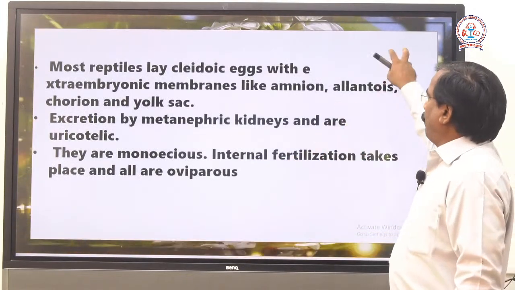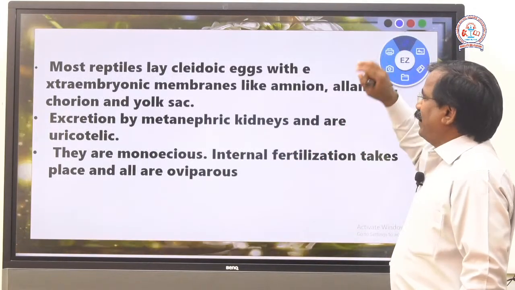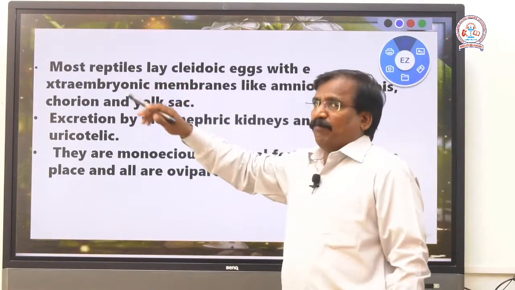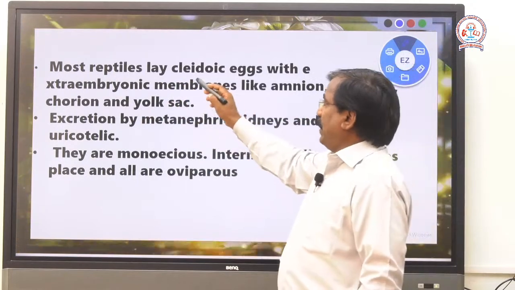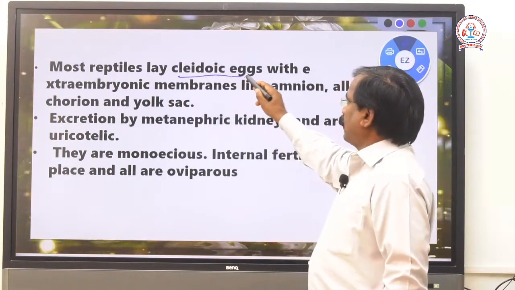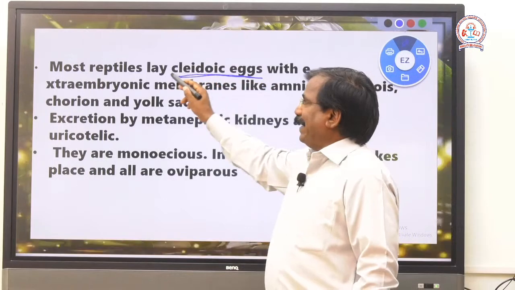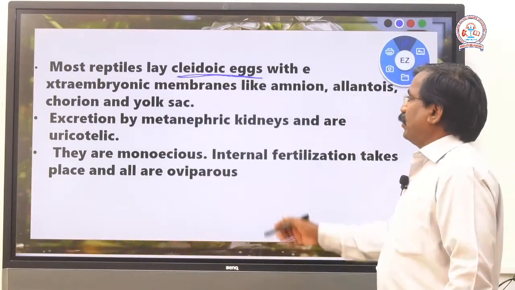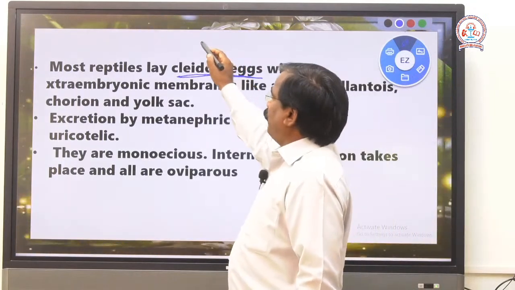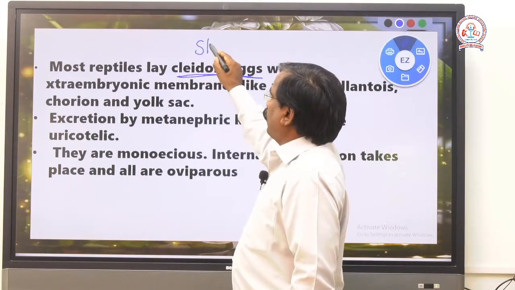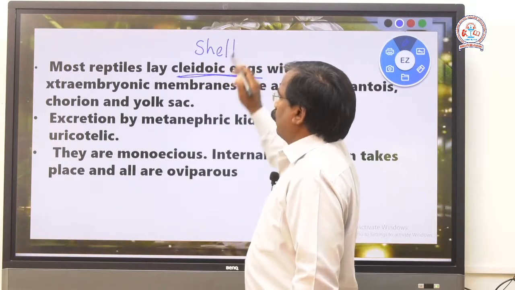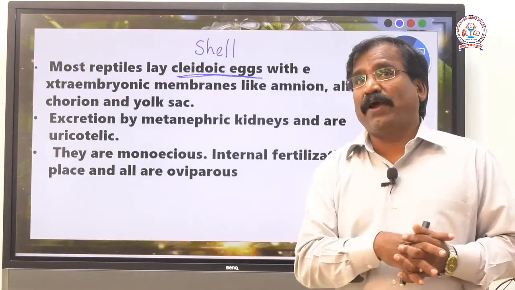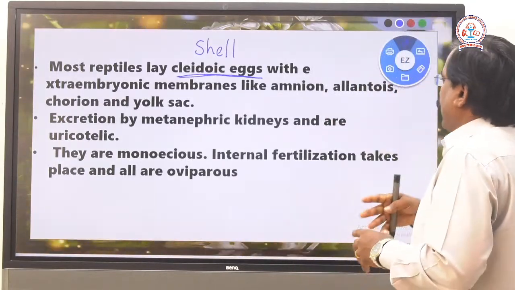And this is important terminology. Most reptiles are oviparous, they lay cleidoic eggs. What is a cleidoic egg? That egg is covered with a calcareous shell. It is shell covered, like a hen's egg. That is cleidoic. So, cleidoic egg.